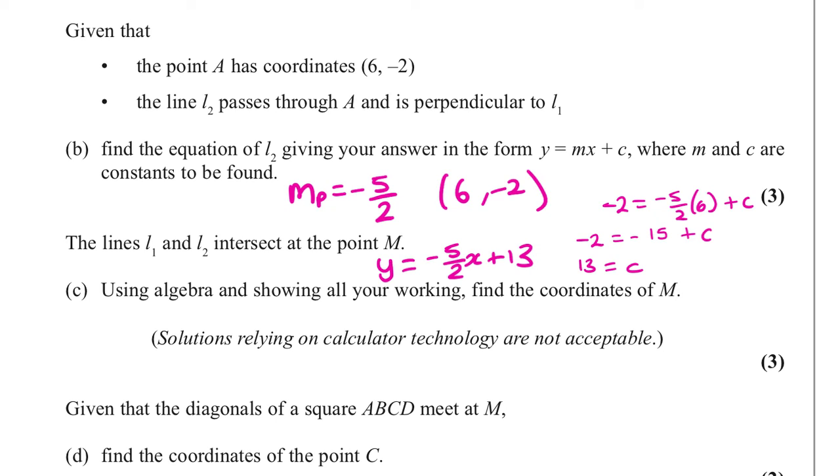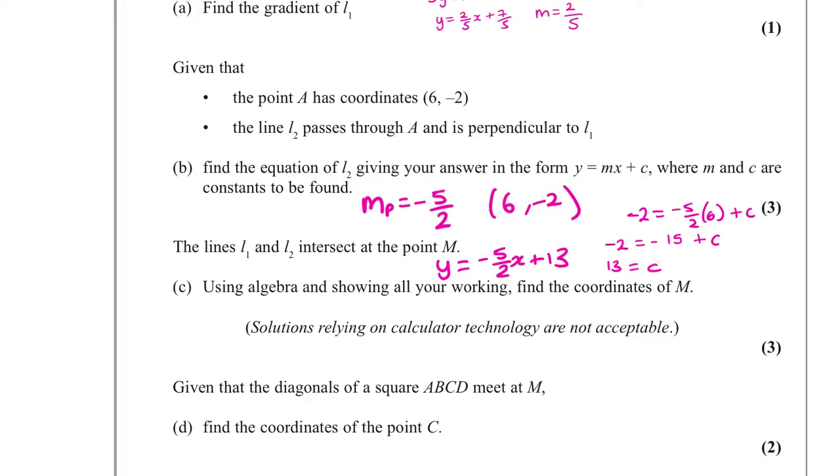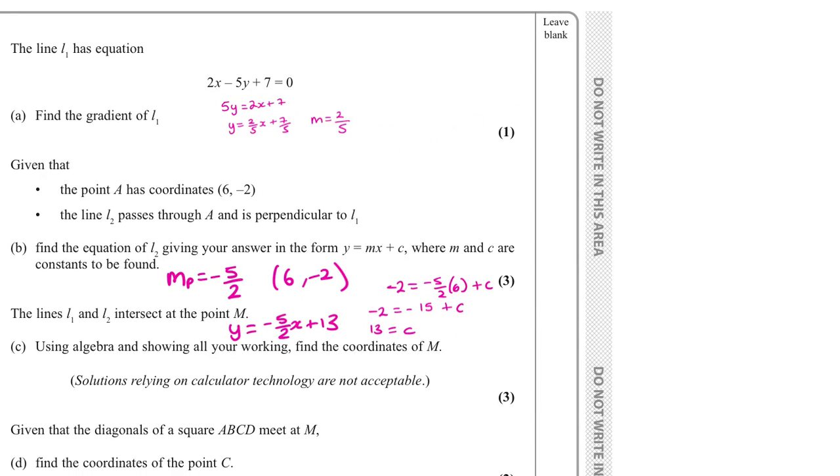Minus 5 over 2x plus 13. Brilliant. It says the lines L1 and L2 intersect at the point M. Use algebra and show all your working to find M. So what does that mean? We've got another simultaneous equation. Love it.